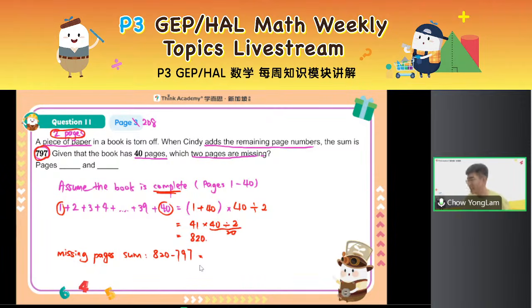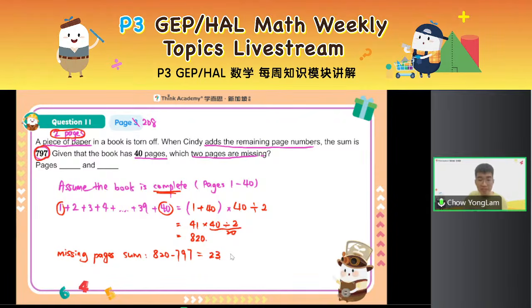Okay, so it's not 1841, it's 40 pages. 40 pages, so only 41 times 40, then divide by 2. Now 820, the complete book, minus away the remaining pages. The sum of the missing pages will be 23.